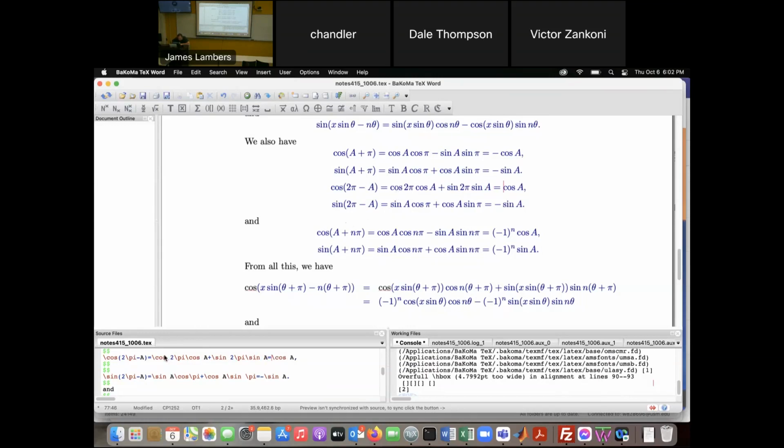And then sine of 2 pi minus a, so that's sine of 2 pi cosine of a, that part's going to be 0. And then I have minus cosine of 2 pi, which is 1, sine of a, so that's minus sine of a. Okay, yeah, I think that's what I needed to do.